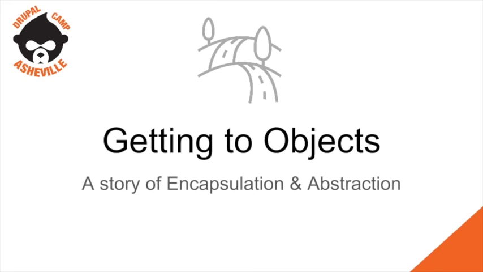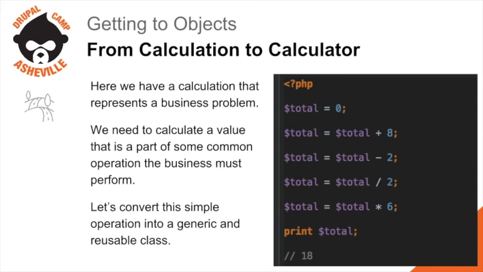And we're going to take a journey, getting to objects, a story of encapsulation and abstraction. So the goal of this section is we're going to go from a calculation to a calculator, moving from a business calculation, which is just writing code that processes numbers, to an object concept, which is a calculator that is reusable.